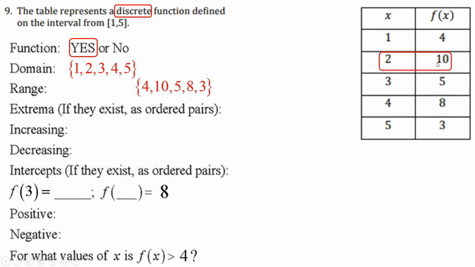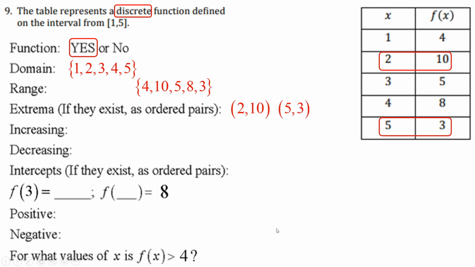Now, extrema. So I'm looking for my minimum y or f of x value and my maximum. All right, my maximum y value is a 10, so as an ordered pair, that would be the point 2, 10. And what's my minimum y value? The 3. So that's the ordered pair 5, 3.